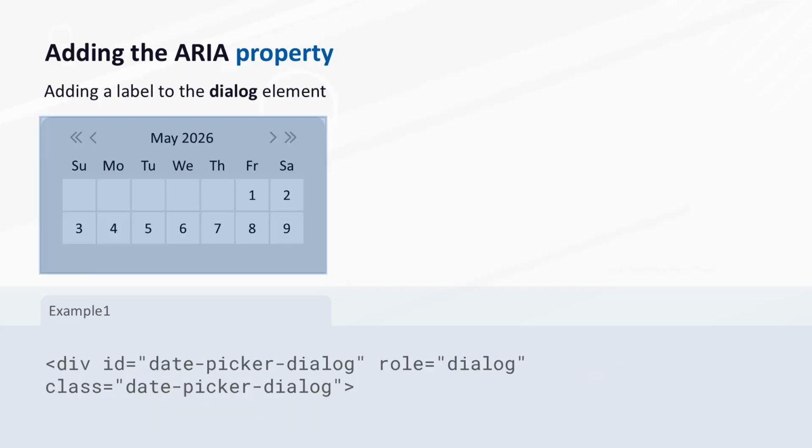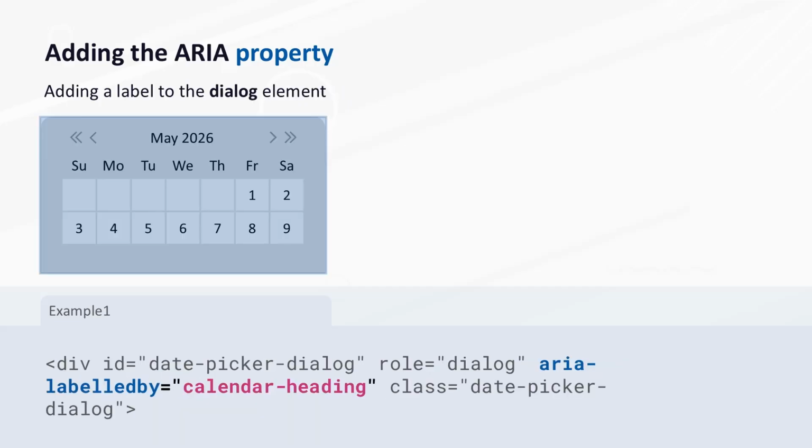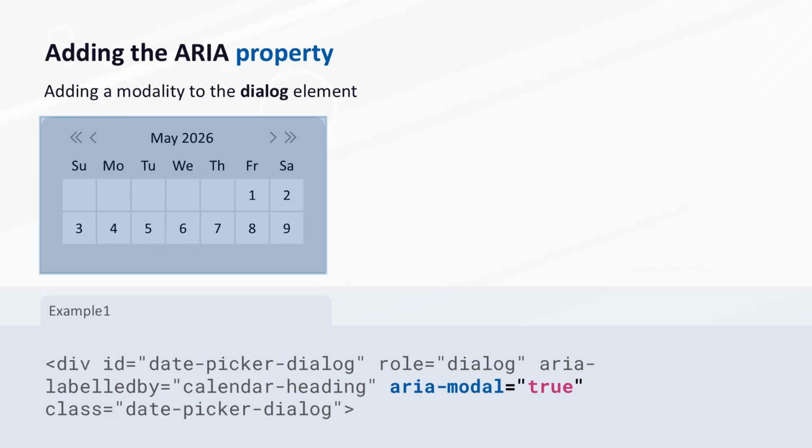The date picker dialog has a programmatic name provided by ARIA labelled by, referencing an existing heading. You could also use ARIA label. Whichever technique doesn't matter as long as the labeling is applied. That's the important point. This is followed by the attribute ARIA modal true, which describes the modality when the date picker opens. This communicates that the user is inside the date picker dialog and that the rest of the page is inactive.